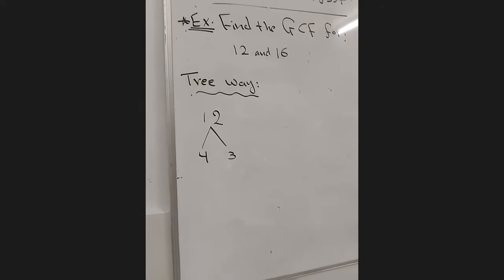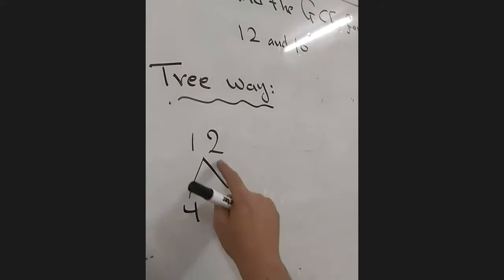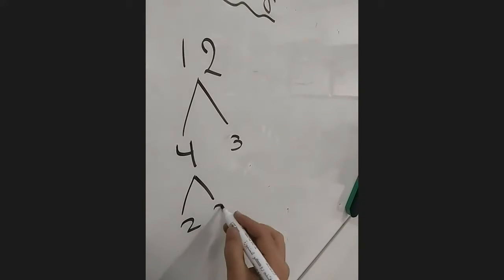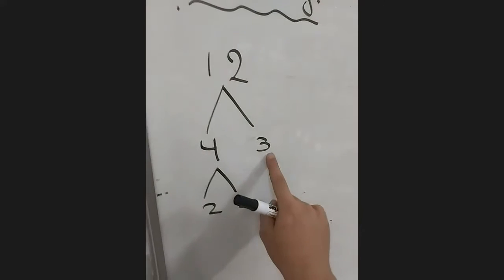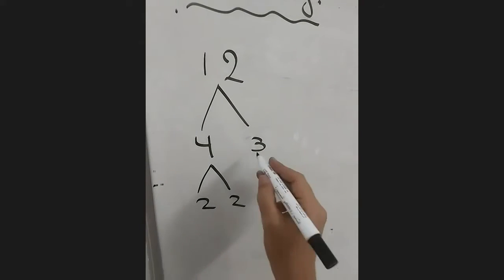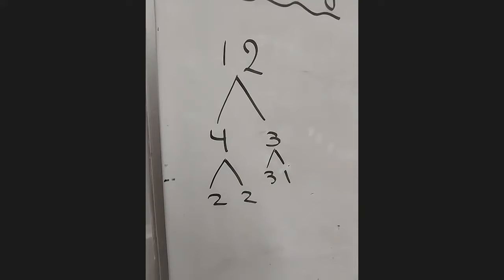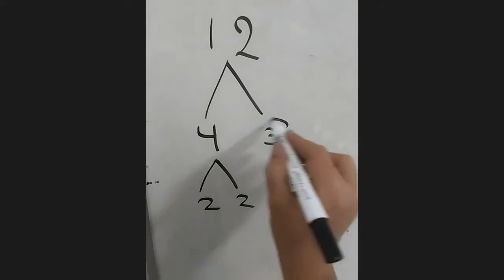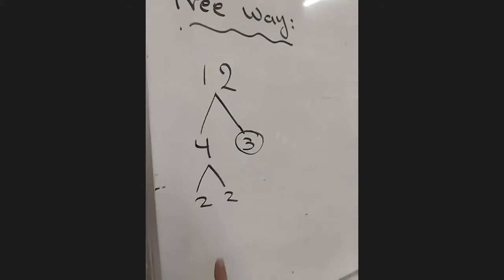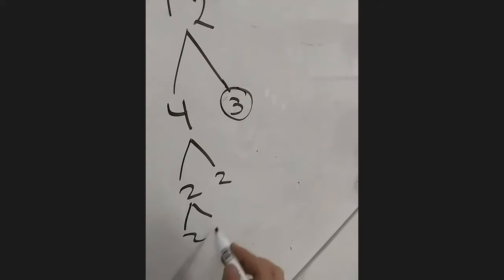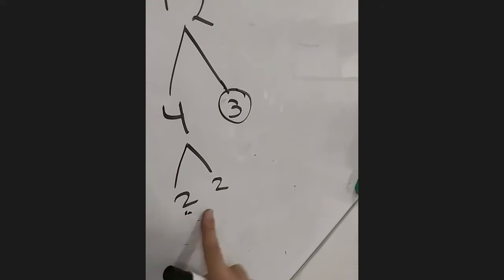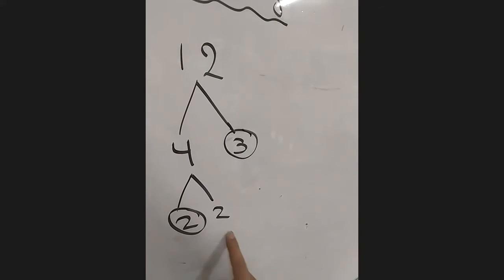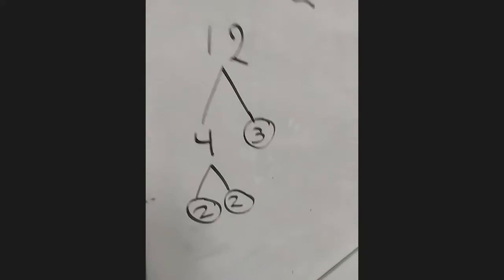From 4 and 3. 4 multiply 3 is 12. The 4 also can be 2 multiply 2. The 3, I have only 3 multiply 1, but 1 I don't need it. So if I have only 1 multiply the number, I put a circle. Here, this 2, I have only 2 by 1, but 1 I don't need it, so I put a circle. Here 2 also is 2 by 1. The 1 I don't need it, so I put a circle like this.